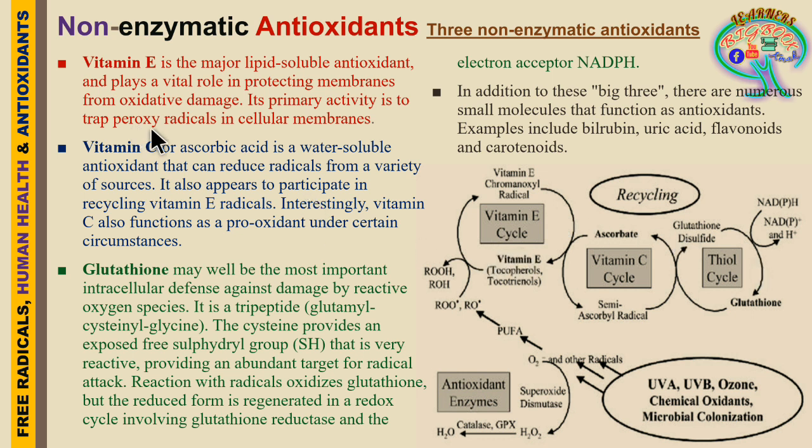Whereas if there are any peroxyl radicals, vitamin E is going to take part in the action. After the action of vitamin E, the chromanoxyl radical will be formed, and it will be recycled by vitamin C, becoming the ascorbyl radical. Further, the glutathione is going to reduce the ascorbyl radical and neutralize the free radical. Like this, the cycle takes place. So certainly, individually vitamin E, C and glutathione can trap free radicals, and together they also show this particular cycle.